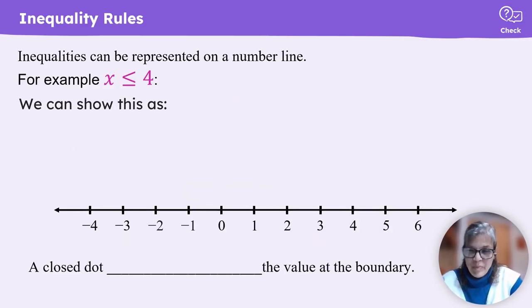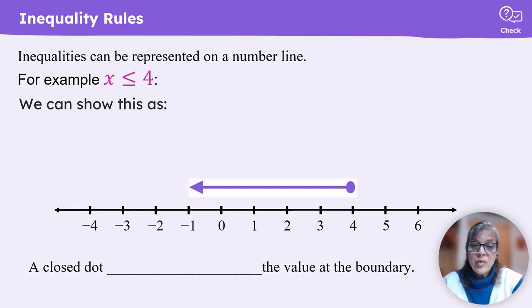Inequalities can also be represented on number lines. For example, if you have something like this, which we would read as x is less than or equal to 4, we can show it on a number line. Maybe you've done this previously. It would look something like this.